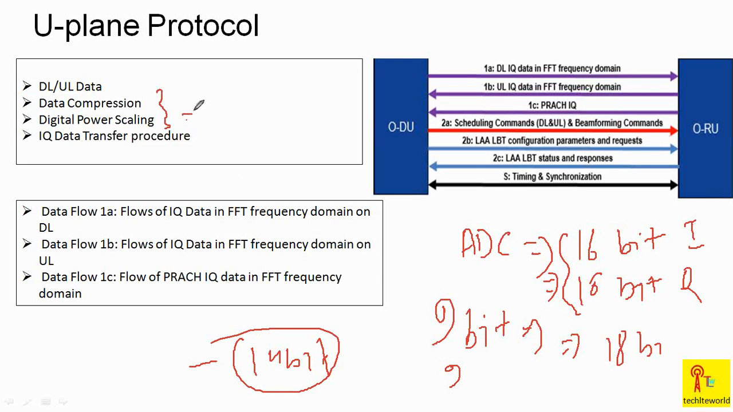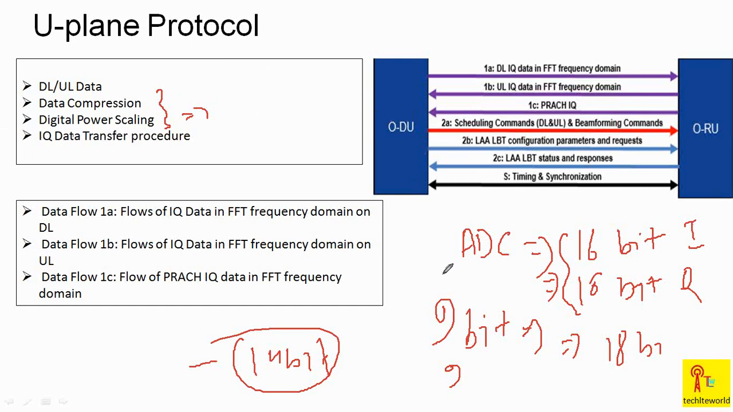For data compression technique, we are using digital power scaling. Digital power scaling is just we can increase or decrease the amplitude. This digital power scaling means we can send some scaling factor for our amplitude, because power is directly proportional to amplitude. So we can decrease or increase our signal amplitude for saving the data, right? Data speed. So IQ data transfer procedure belongs also to user plane.